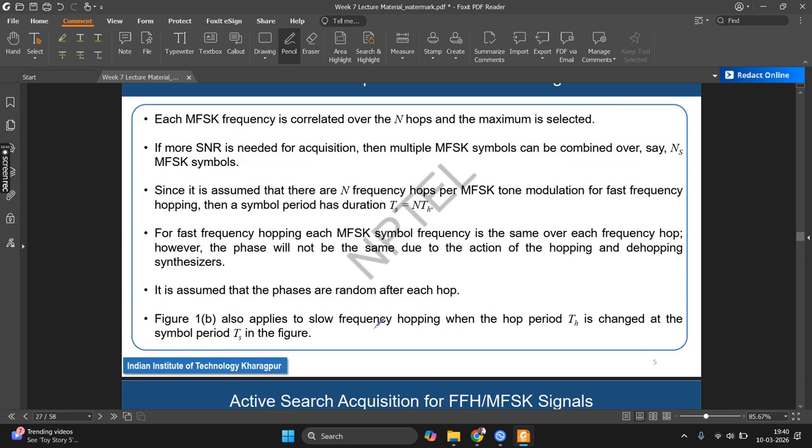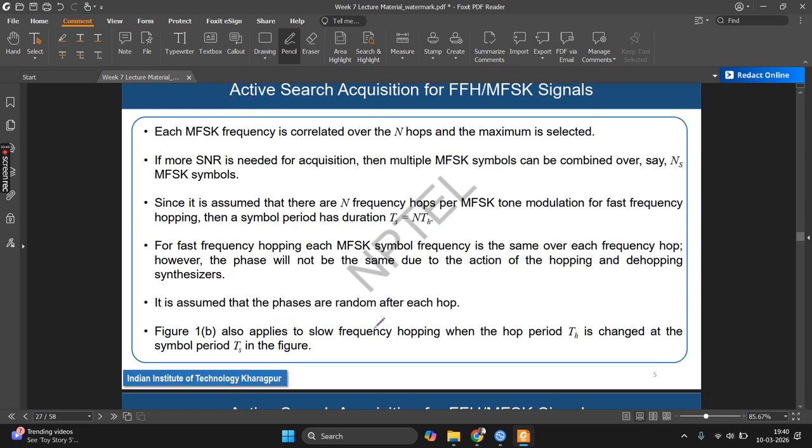What is the mechanism here? Each MFSK frequency is correlated over n hops and the maximum is selected. MFSK means there can be M tones, and there can be n possible hops, so first we have to choose which hop. Each MFSK frequency is correlated over n hops. At all the n hops you run a correlation, and the one which actually matches will of course give the maximum correlation value.